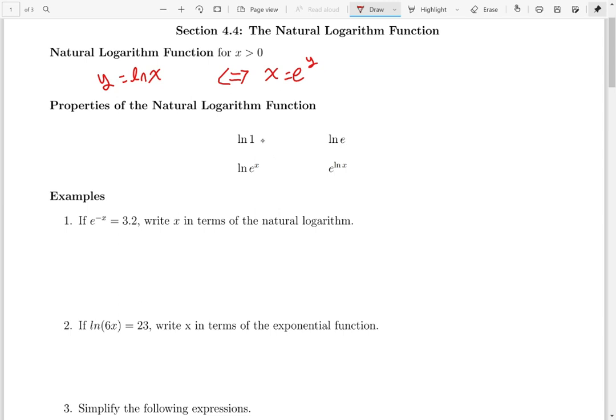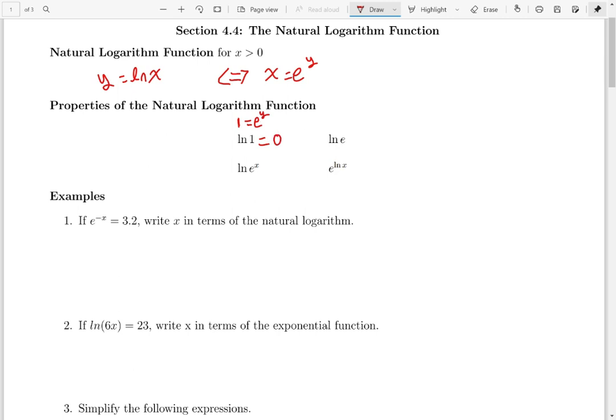Alright, so then there are a couple of properties that pop out automatically, and specifically this first one, ln of 1. Well, what is ln of 1? Understand that if you write ln of 1, what you're really asking is, 1 is equal to e raised to what power y? Well, specifically the answer to this question is y is equal to 0. So natural log of 1 is equal to 0.